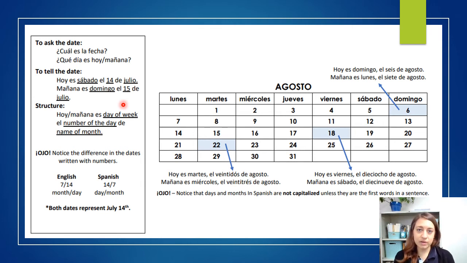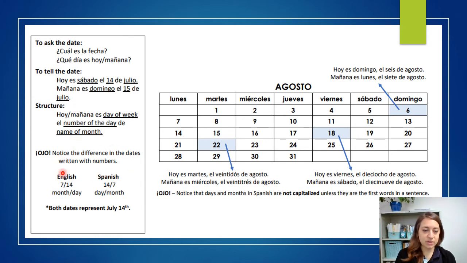And then to continue on, if you want to say tomorrow, or if someone asks you, ¿qué día es mañana? Or ¿cuál es la fecha de mañana? Mañana es domingo el 15 de julio.